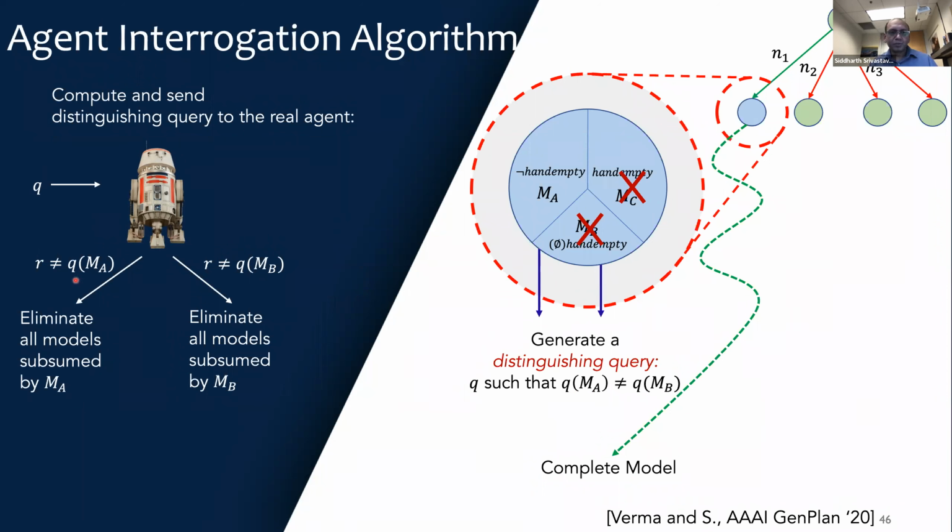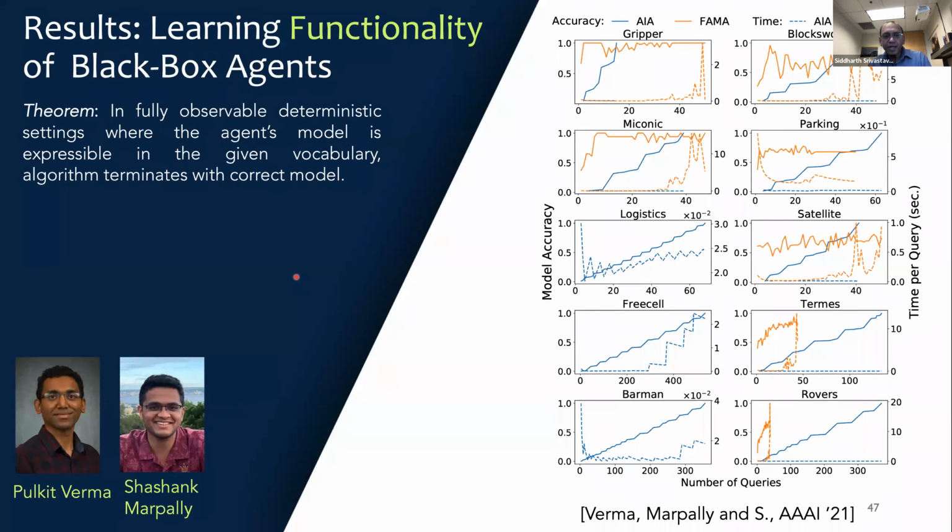And if the response is not consistent with MA, I throw out MA as the set of possible models. And if it's not consistent with MB, I throw out that entire set. So this quickly prunes away large classes of models, and I keep repeating this until I discover a fit model. And this method works very well.